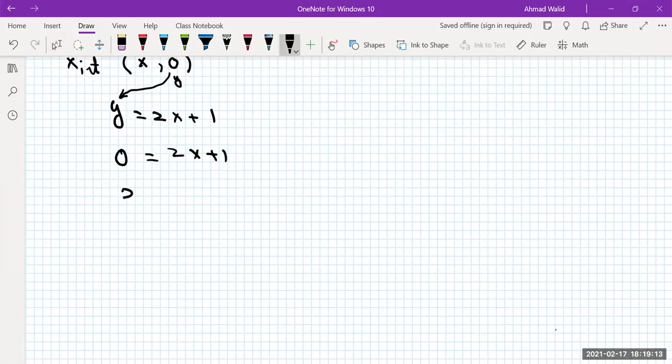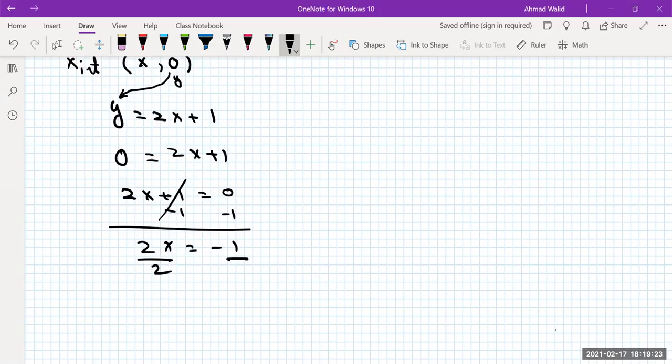If I solve this equation, 2x plus 1 equals 0, I will subtract 1 from both sides. Then 2x equals -1. I will divide both sides by 2. Then x equals -1/2. Okay, now what is the x-intercept of the graph? The x-intercept of the graph is -1/2, comma. How much is the value of y? The value of y is 0.